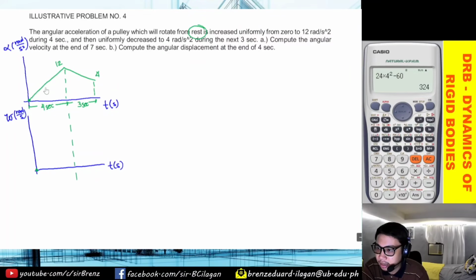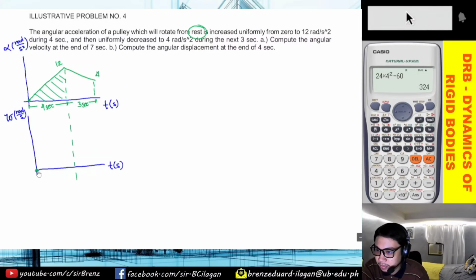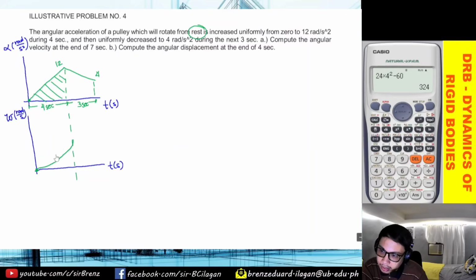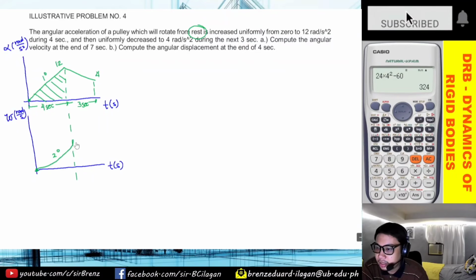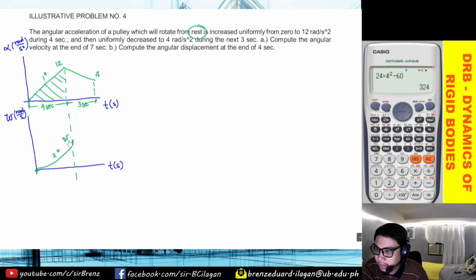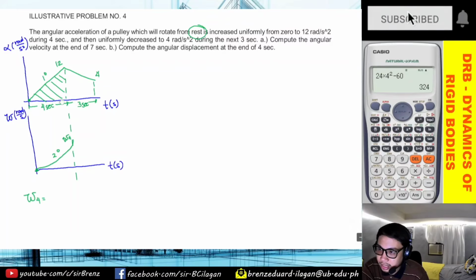So, just take the area of this, itong area nito, which is an area of triangle. So, minimum, maximum. Ayan. So, this is a second degree curve, coming from first degree. So, area ng triangle. Gawin ko na lang to as omega after 4 seconds. So, to solve for omega at 4 seconds, just take the area of this triangle.